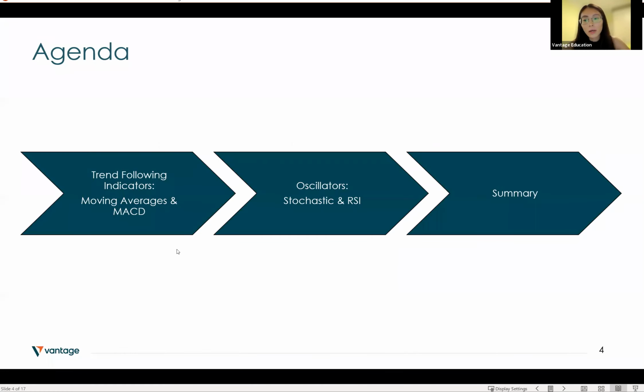So this is the agenda that we will be covering today. We will first cover trend following indicators, for which we will cover the moving average as well as the MACD. Following that, we will cover oscillators, for which we will cover stochastics and RSI. After the session, we will also do a quick summary of the indicators that we have covered so far and the learning points to take away from that. Along the way, if you have any questions, don't hesitate to put them under the questions chat, and let's start the session.